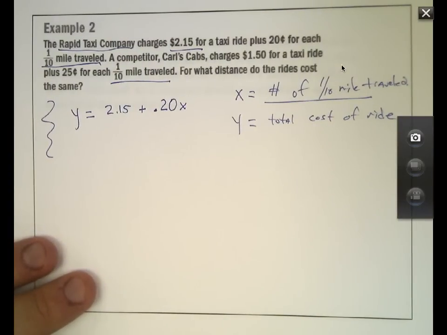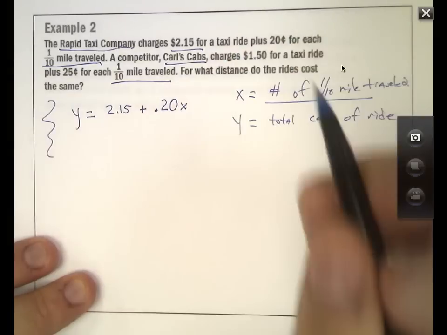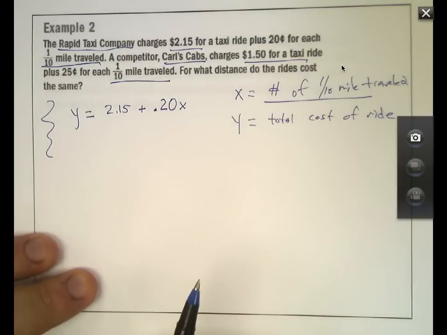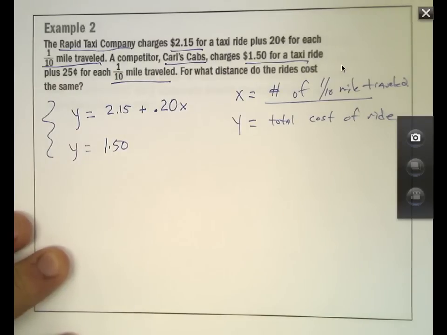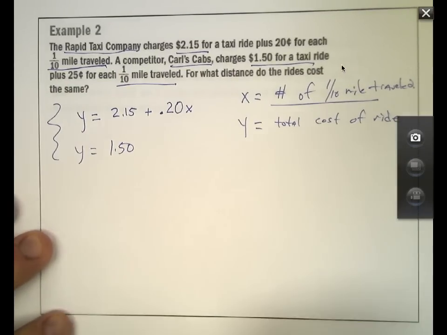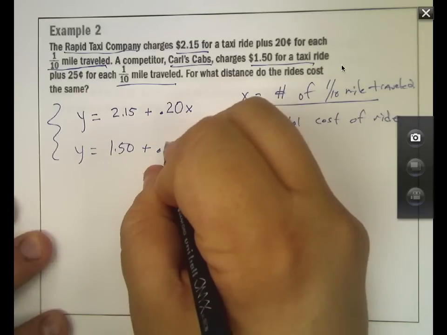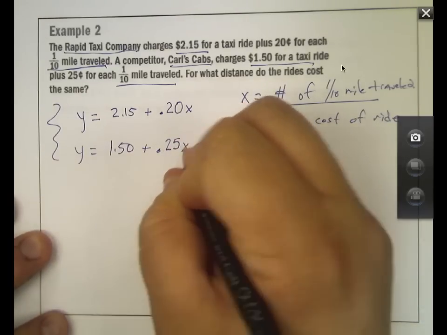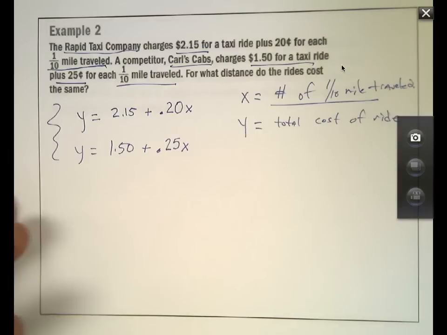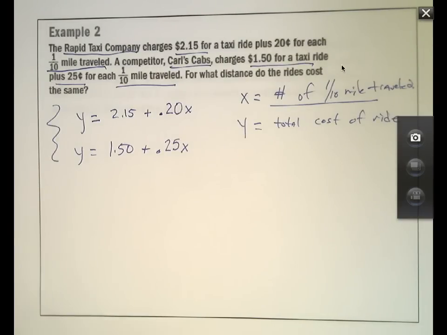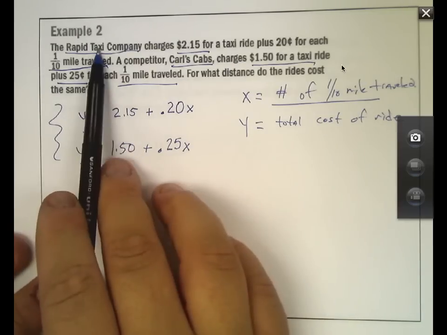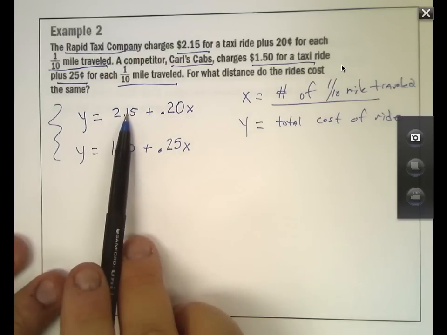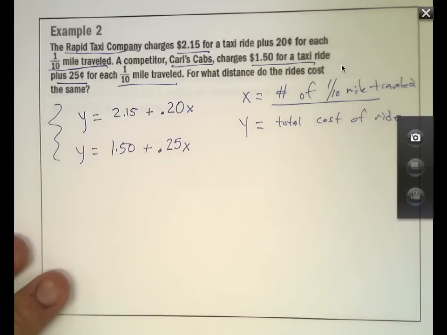Okay. Now let's make one for Carl Cabs. Carl Cabs charges $1.50 for a taxi ride, just as you sit in it. So as soon as he flips the meter, it's $1.50. Plus, he is going to charge you 25 cents for each 1/10 mile. Okay? So, if you notice, Carl's Cab right at first only charges you $1.50. The Rapid Taxi Company's charging looks to be 65 cents more just for sitting in the cab.